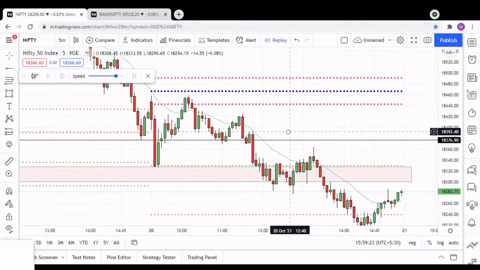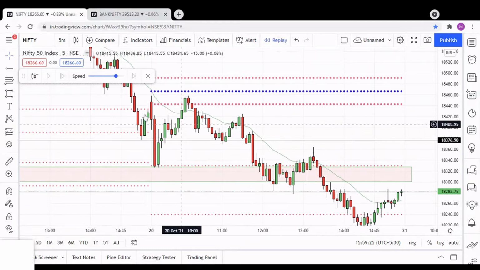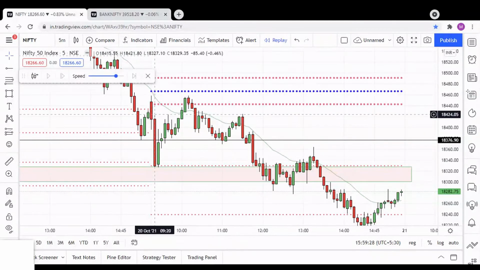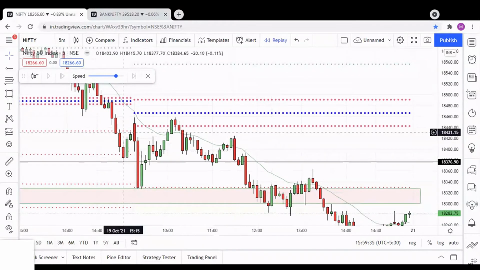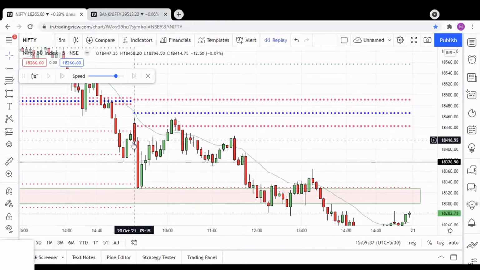Okay, after few weeks market opened almost flat. It is nearly some 10-20 points gap up, that's it. And it opened with a red candle. This red candle opened inside the CPR and closed below the CPR.